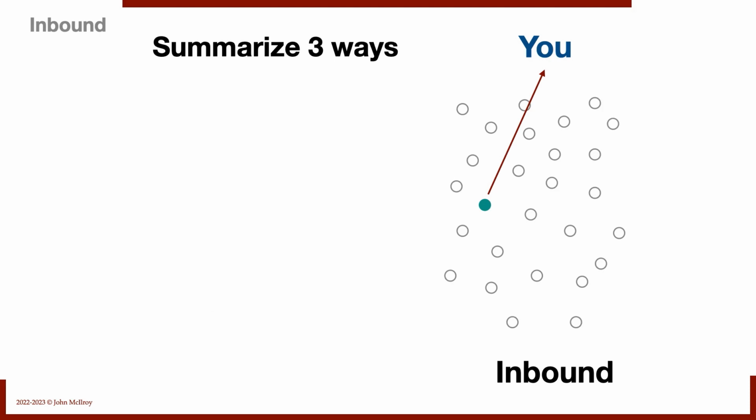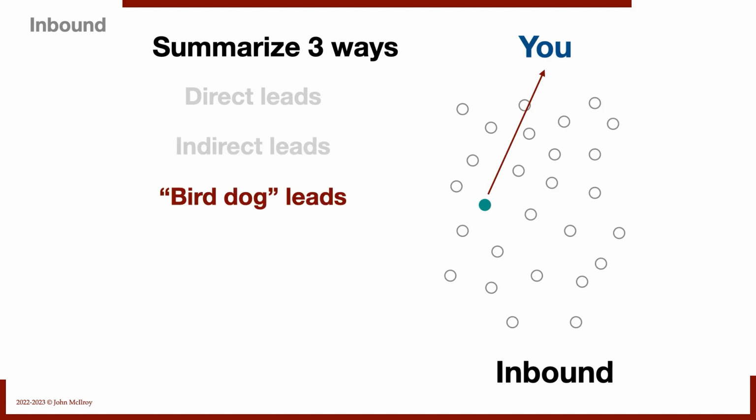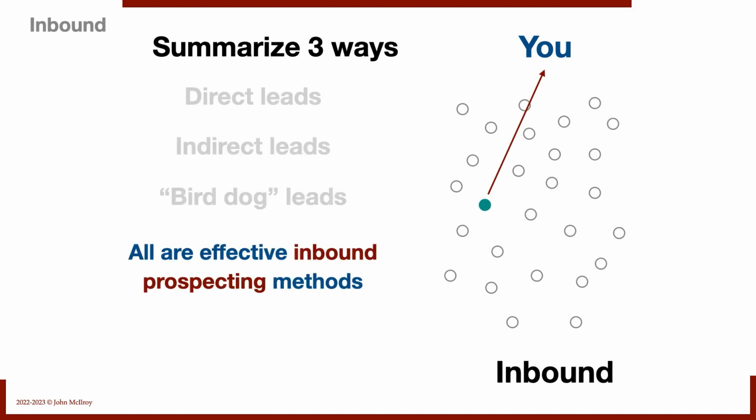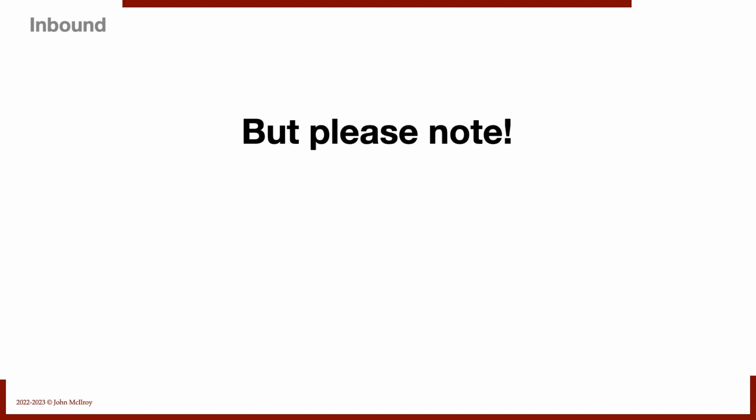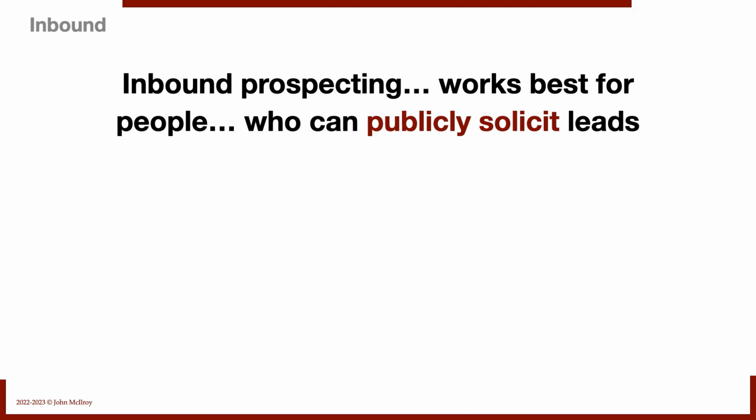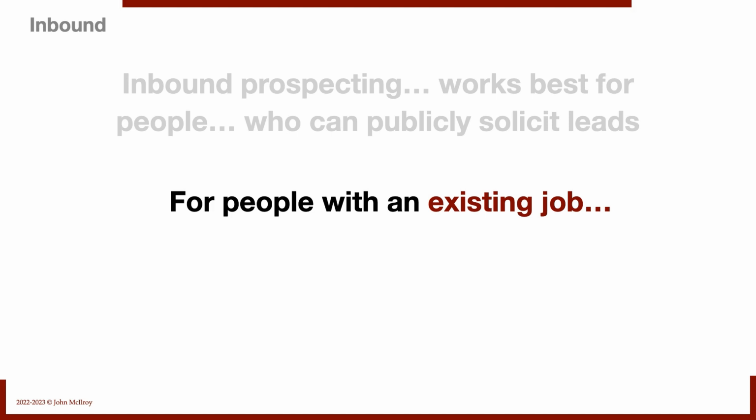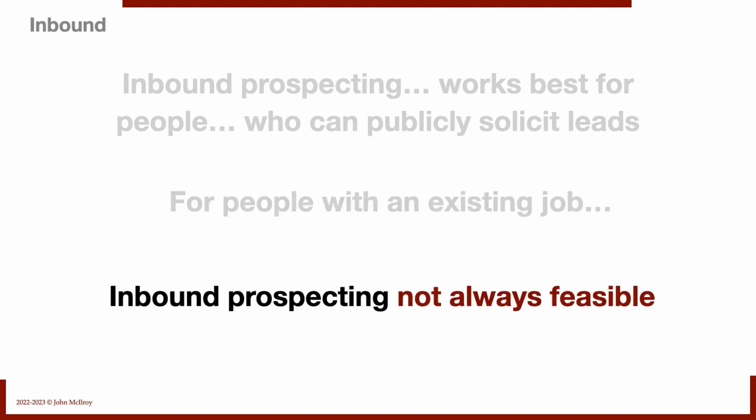So, in terms of summarizing the three ways, the direct leads with the introduction, the indirect leads where the seller contacts you, and the bird dog leads where you get the discreet tips, all are extremely effective inbound prospecting methods. But please note, inbound prospecting works best for people who can publicly solicit leads. For people with an existing job who don't want people to know that they're trying to buy a business, inbound prospecting is not always feasible, although you might be able to squeeze a little bit in. Let me go into more detail on these three methods.